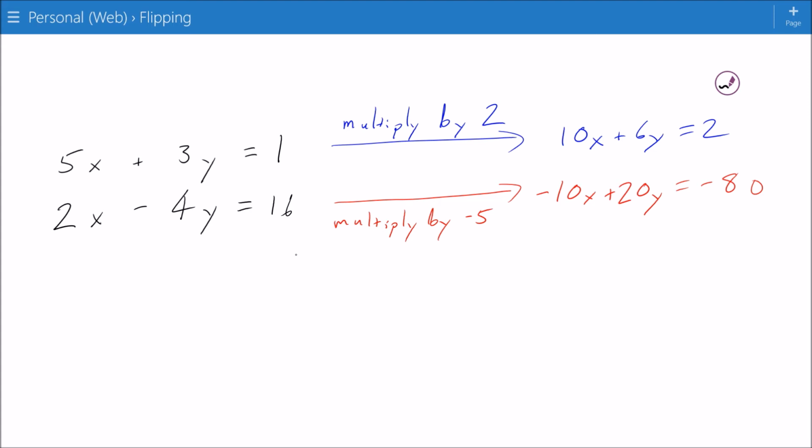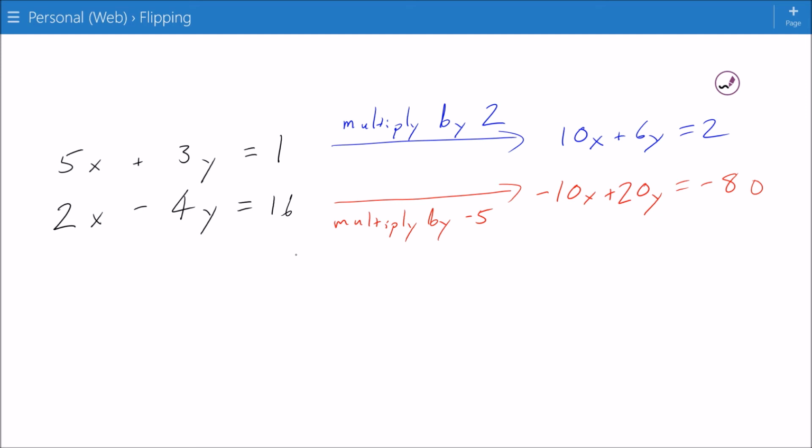If I multiply everything on the top by 2, so both sides, the left and the right, that gives me 10x plus 6y equals 2. Again, equality is preserved because I multiplied both the left and the right sides of the equation. Similarly, on the bottom equation, I multiply everything by negative 5. That leaves me with negative 10x plus 20y equals negative 80.